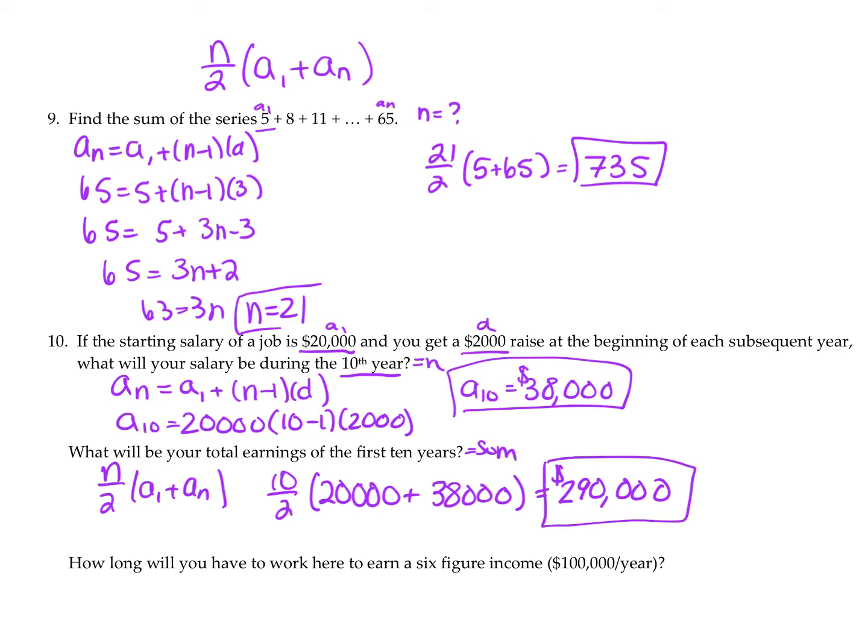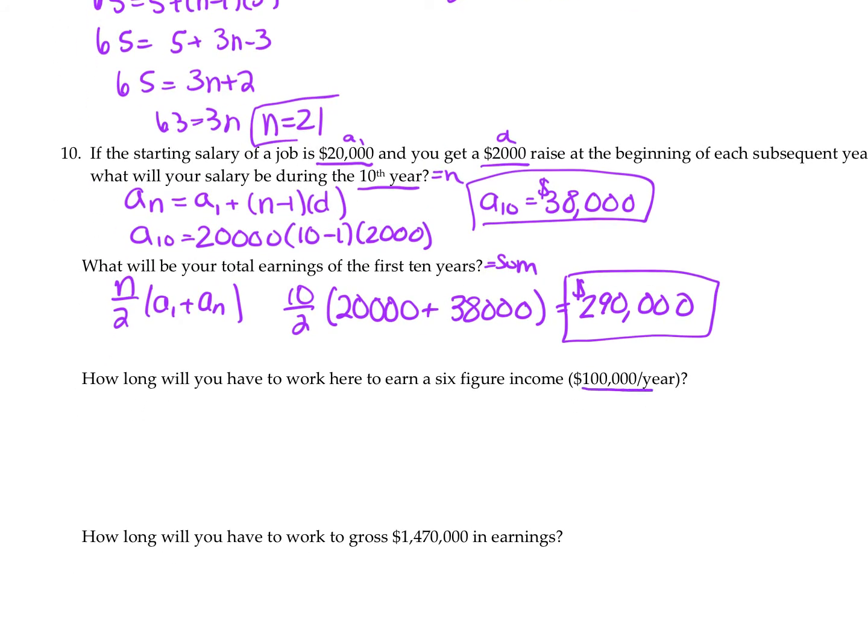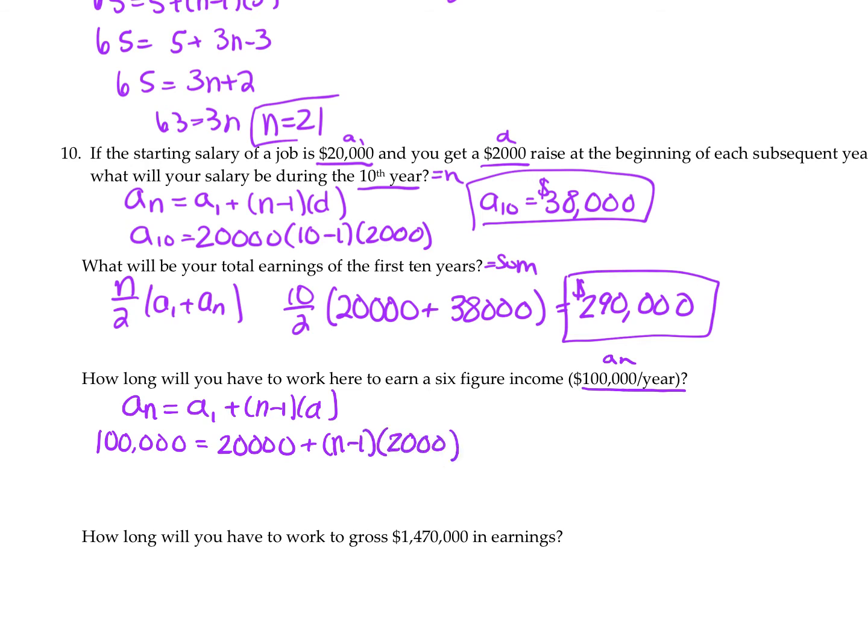How long will it take? How long we have to work for to earn 6 figures? So now this is my AN. So I'm going to use my explicit formula and put $100,000 in for AN, 20,000 in for A1. I don't know how many years, so what I'm solving for is N. We're still assuming I'm going up by $2,000 a year.